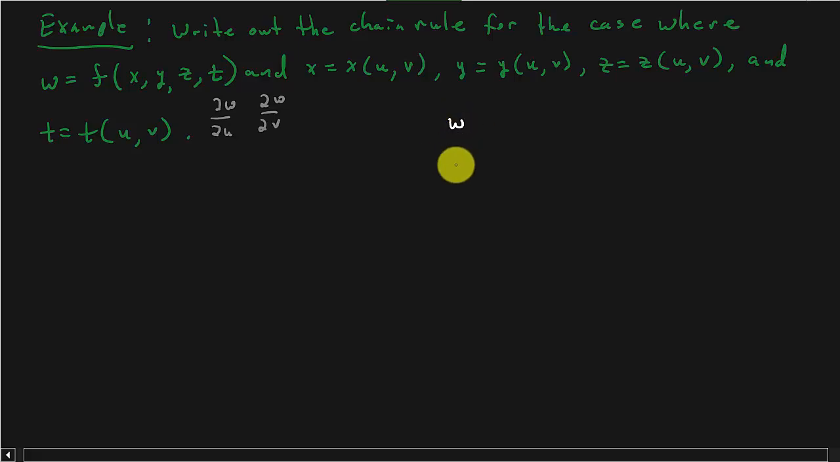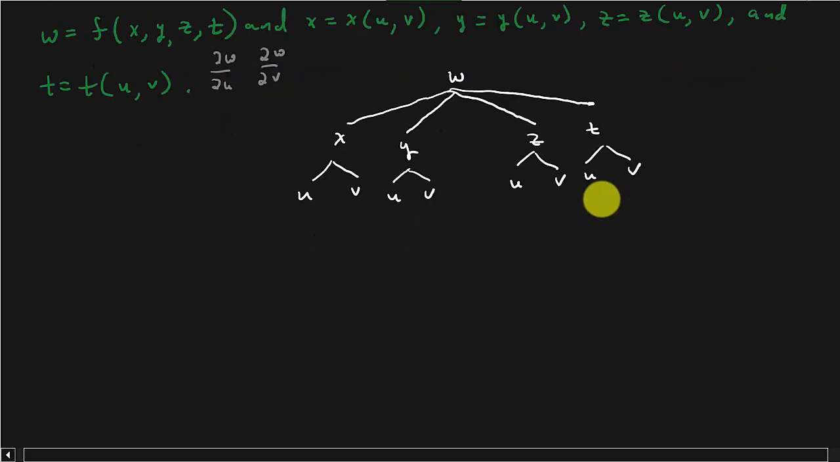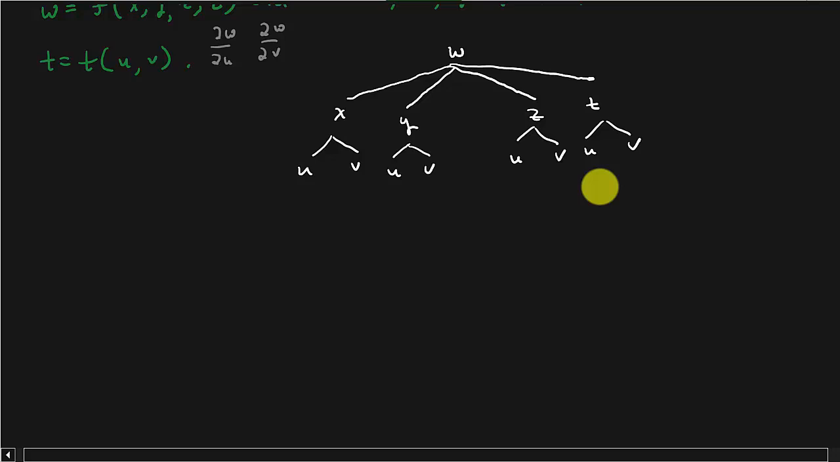So there's w. That's our dependent variable, and then we have our intermediate variables, which would be x, y, z, and t. So that's going to be here. Let's see if I can draw this out halfway decent. So we've got x, y, z, and t, and then each of those has a u and a v. See that? A u and a v. All right, so let's write out this derivative here.